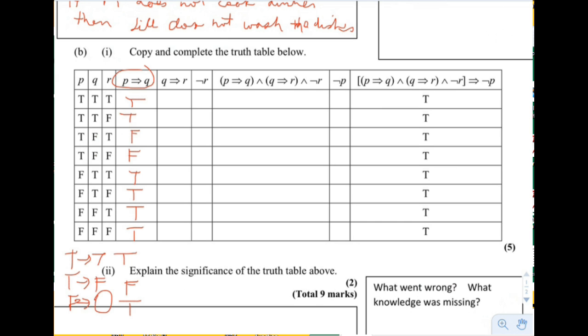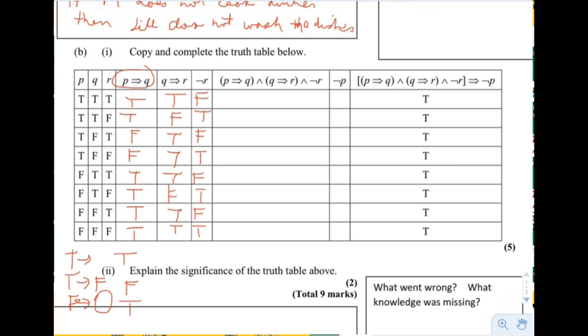Okay, moving on. Q implies R. So now we're going to look at these two, for example. When they're both true, that's fine. When the Q is false, that's also fine. These are also fine. Those are both true, so that's fine too. Now when Q is true and R is false, then that's invalid. Okay? Alright. Now, not R, that's an easy one. Finally an easy one. You just reverse everything in the R column.